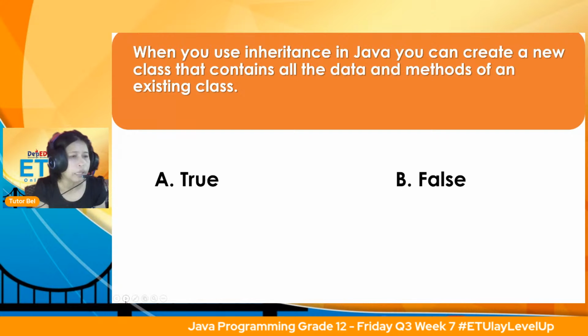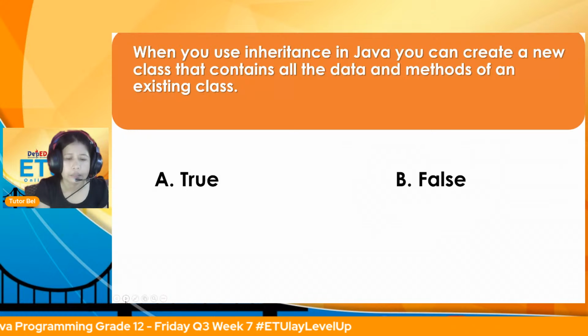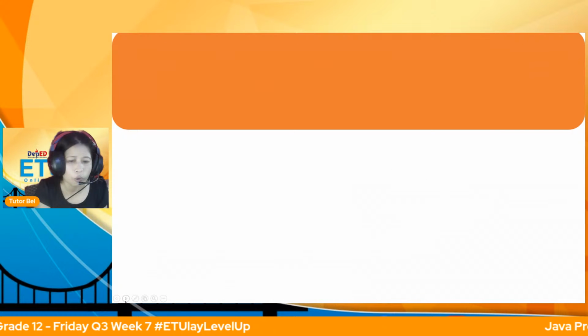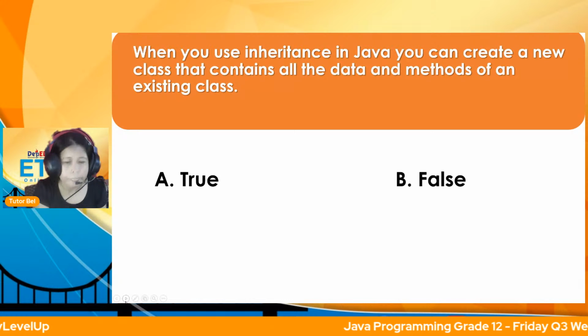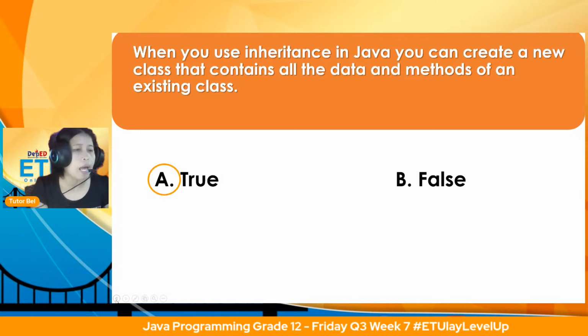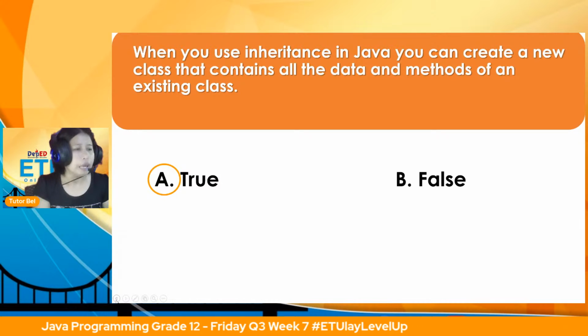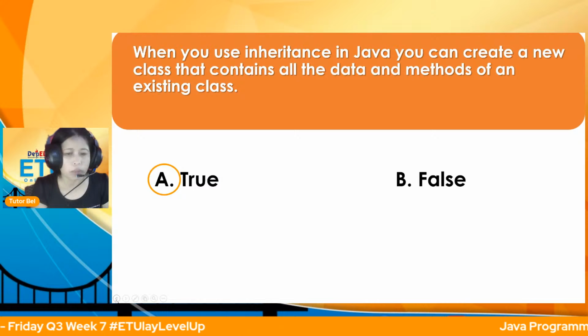Okay, so number 2 question. When you use inheritance in Java, you can create a new class that contains all the data and methods of an existing class. Is it true or false? Yes, it is true, no? So, pwede po nating makuha lahat ng kanyang methods and data, no? Attributes, pwede po nating magamit.